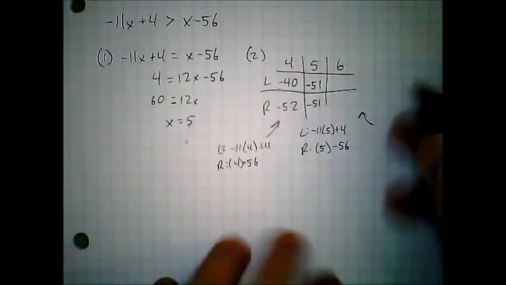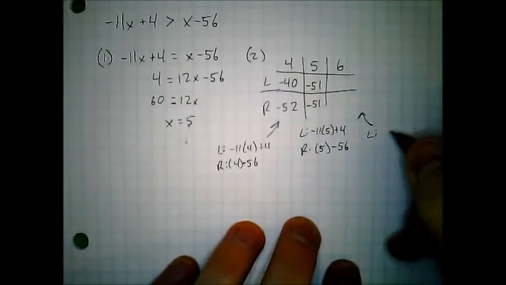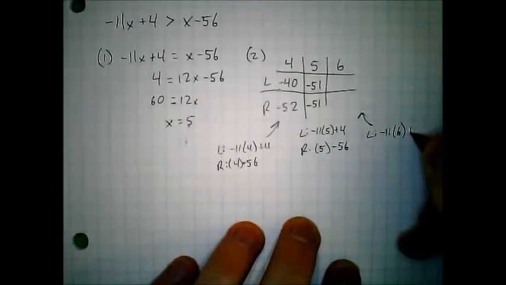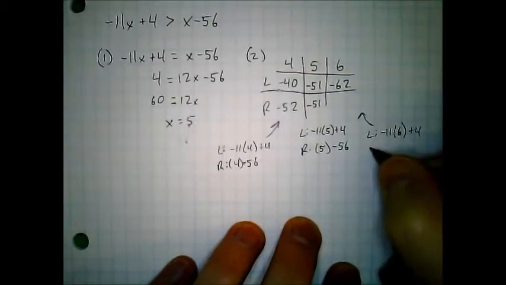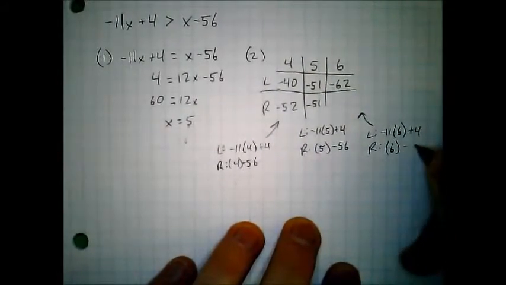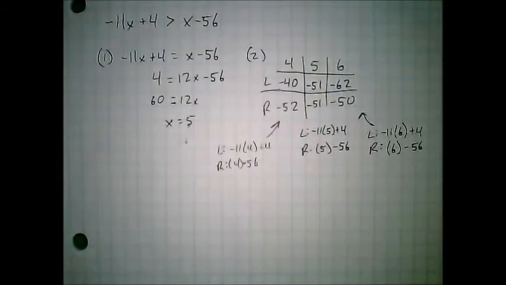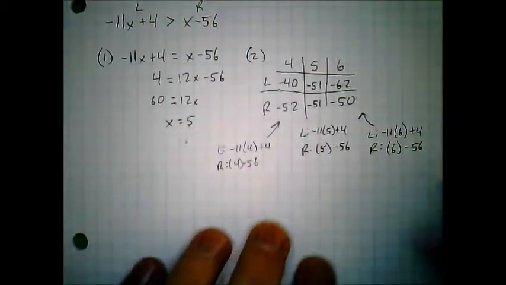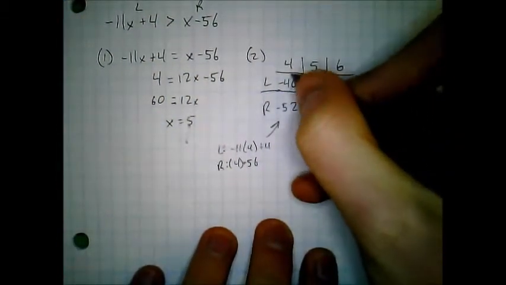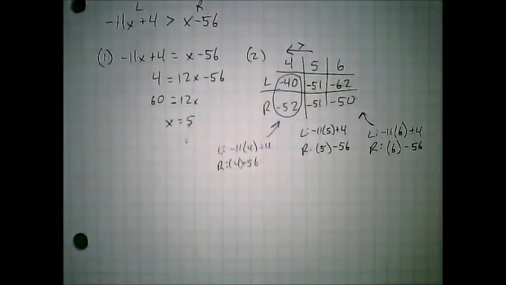Okay, what about after? Again, if this could be done in your head or on your calculator, that's fine. Our left expression is negative 11 times 6 plus 4. Negative 66 plus 4 is negative 62. And our right expression, 6 minus 56, is negative 50. So now we have our table. We just want to figure out when will our left expression be greater than our right expression. Negative 40 is greater than negative 52. So before our boundary point is when our left expression is greater than our right expression.